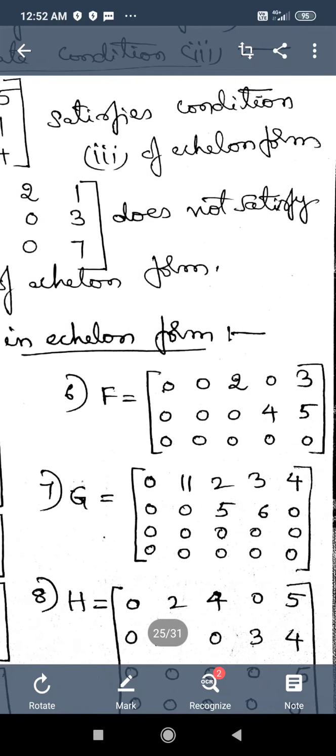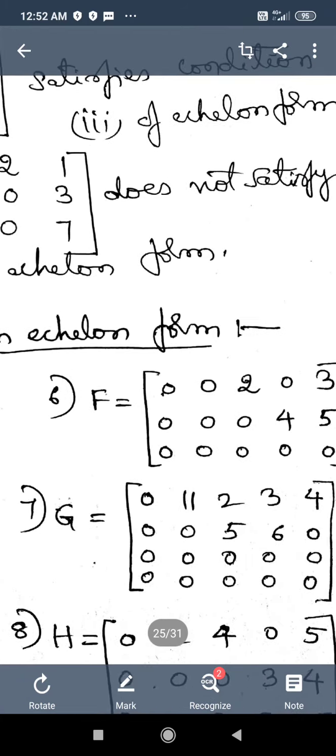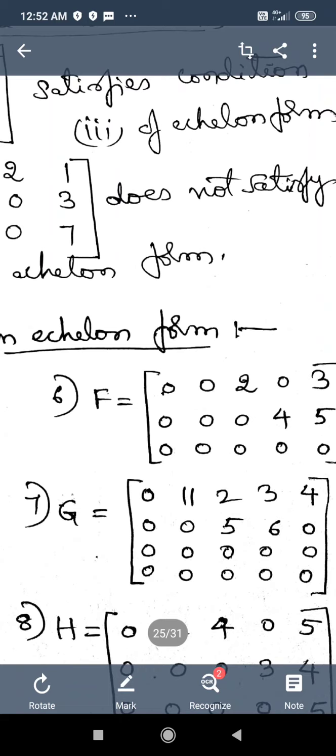We should not misunderstand that the first element in the first column and first row should definitely be a non-zero element. That is not necessary to be in echelon form. See here, F is also a matrix in echelon form for the reason that the first leading element is in the first row, third column. The first condition says that all the non-zero rows are above the zero row. So it is satisfied. We can see here the two non-zero rows are above the zero row.